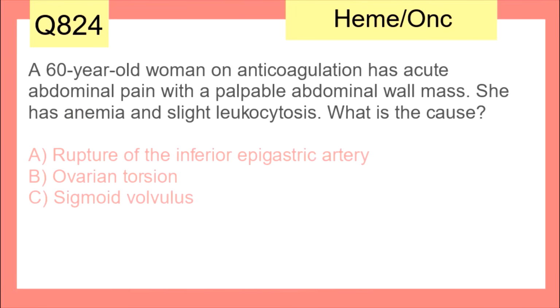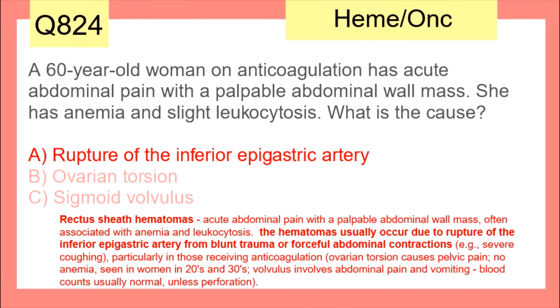Question 824, a 60-year-old woman on anticoagulation has acute abdominal pain with a palpable abdominal wall mass. She has anemia and slight leukocytosis. This sounds like a hematoma, a rupture of the inferior epigastric artery leading to a rectus sheath hematoma, and this could be due, as we mentioned, to blunt trauma or forceful abdominal contractions.